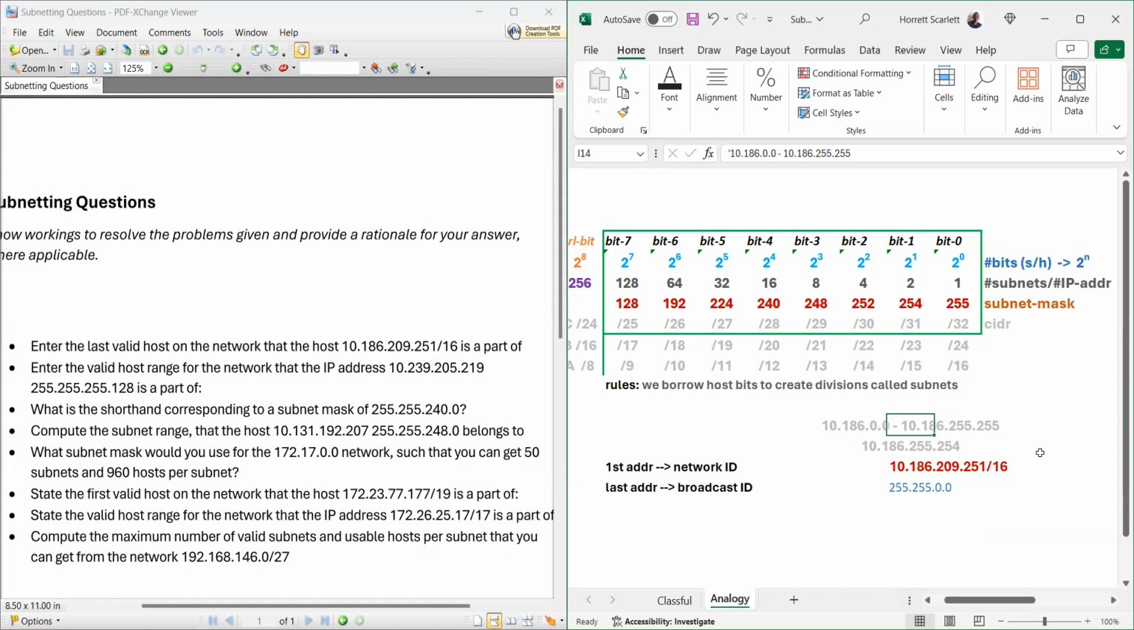The last valid host is 10.186.255.254. Broadcast address is 10.186.255.255. The network ID is 10.186.0.0. So hopefully we have clarified some stuff. So let's look at the other one, and hopefully some more stuff will cement.